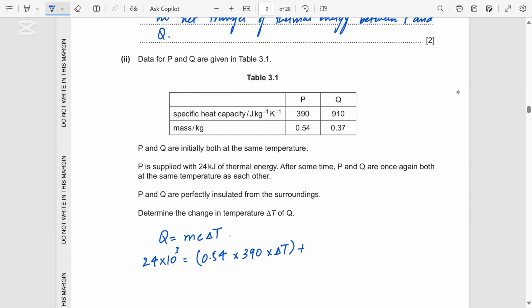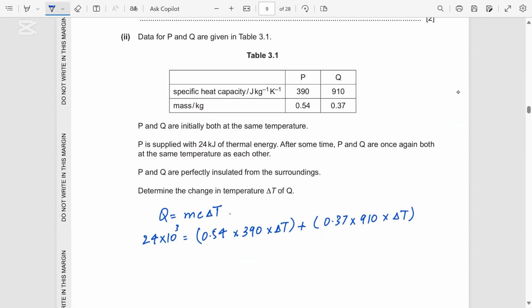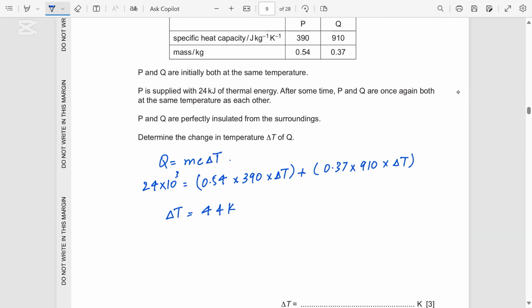Also, since the energy is being supplied here, there is also the energy gain for Q, which is again going to be 0.37 times 910 times delta T. And once you solve this, you get the temperature change delta T as 44 Kelvin. It's 43.9, and you can write it to two significant figures as 44 Kelvin.